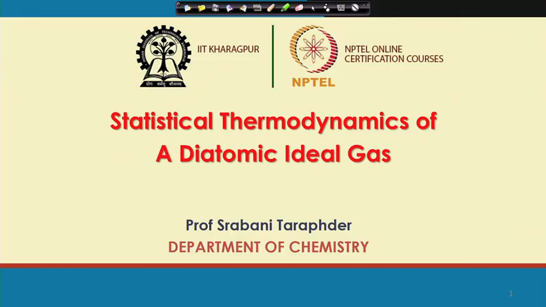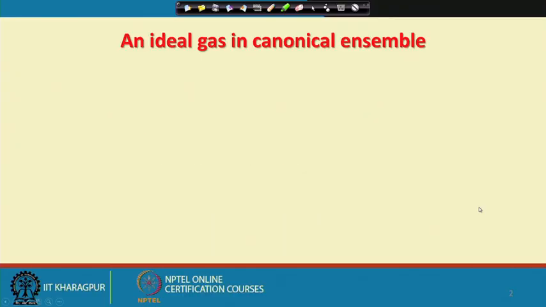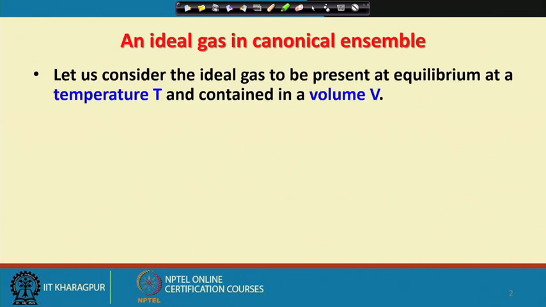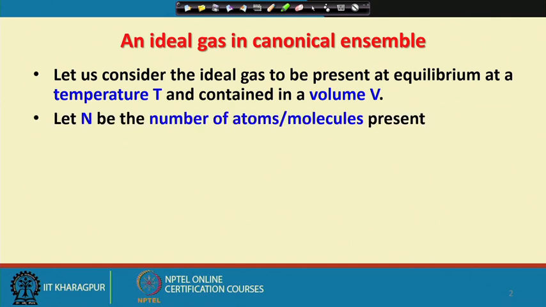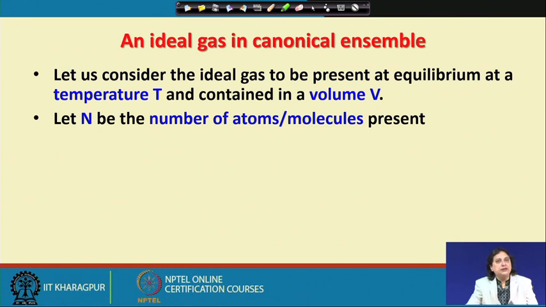Welcome back. Today we are going to talk about the statistical thermodynamics of a diatomic ideal gas system. So, in this system, as before for the monatomic case, we have an ideal gas present at equilibrium at a temperature T and it is contained in a volume V. We assume that there are capital N number of particles or atoms present in the system.